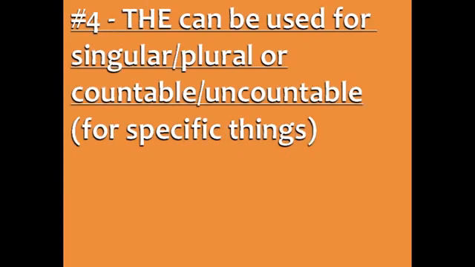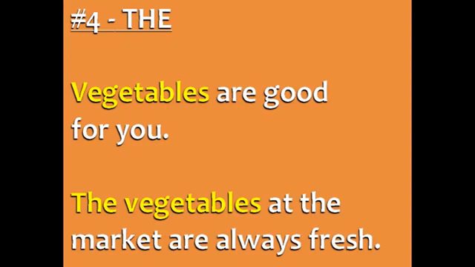The word the can be used for singular or plural and countable or uncountable for specific things, not for general things. For example, vegetables are good for you. That's vegetables in general, so we don't use the word the. But if you say, the vegetables at the market are always fresh, then we are talking about specific vegetables, the ones at the market, so we use the word the before vegetables.